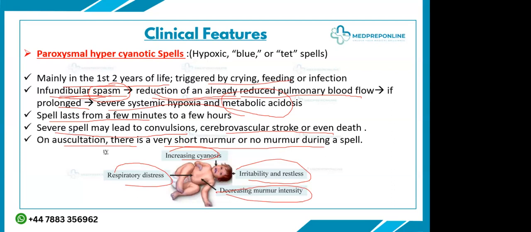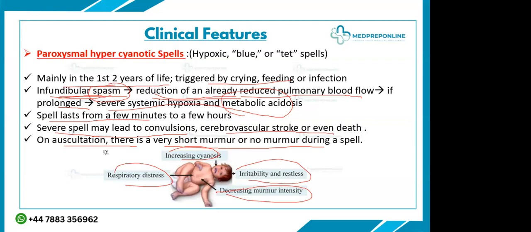When he is in the normal routine, there will be a very loud murmur of the PS. You can auscultate it. But when there is the TET spell, the baby is agitated, crying, and that is increasing the cyanosis, and the baby's whole face is cyanosed. Along with that, when you try to auscultate the heart, there will be no murmur. You cannot appreciate any murmur. But as it will be clubbed, there will be cyanosed nails, and the baby is still present with the cyanosis. So you will see that it's a cyanotic heart disease.